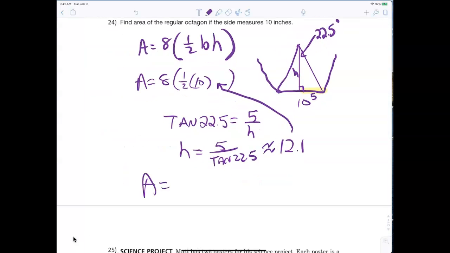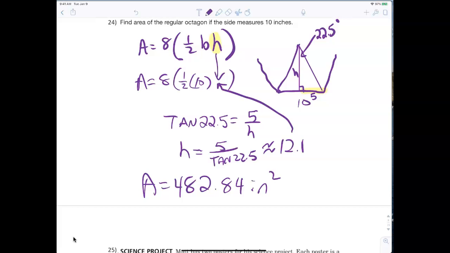Somebody? 482 point what? 84, and we could say inches squared. Is that right or not? I just got 484. Exactly 484? Yeah. Oh, okay. With 12.1? Yeah. So 12.1 is the height, right? So the height goes right here. So it's 8 times 1/2 times 10.